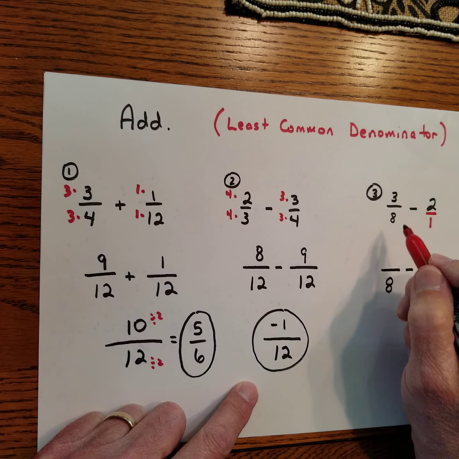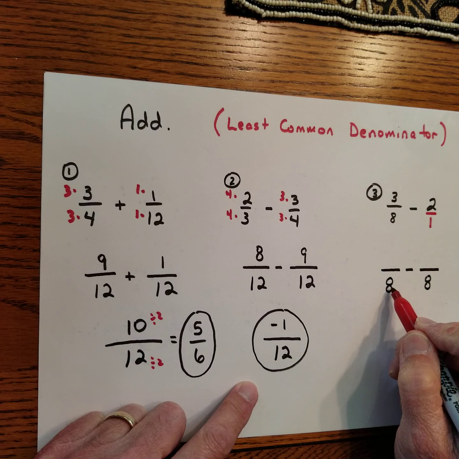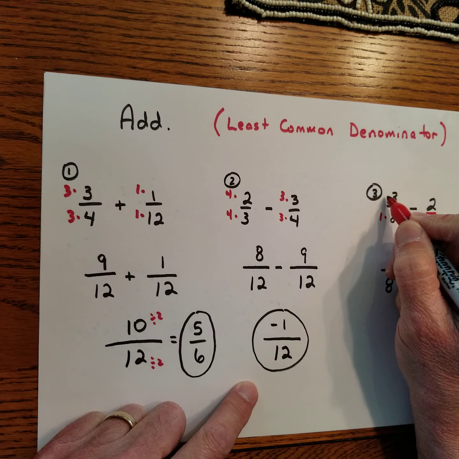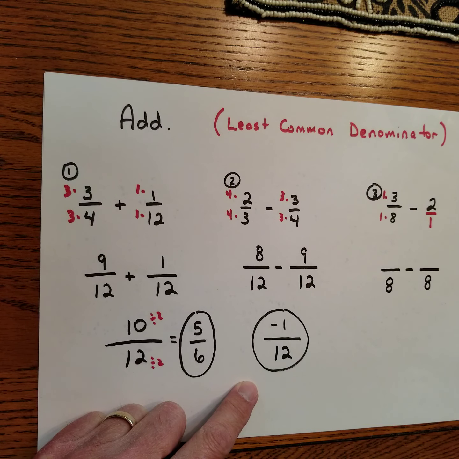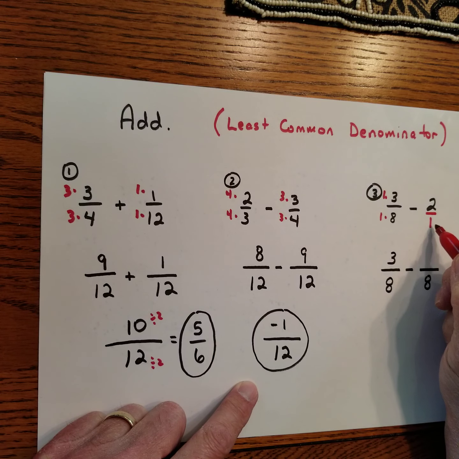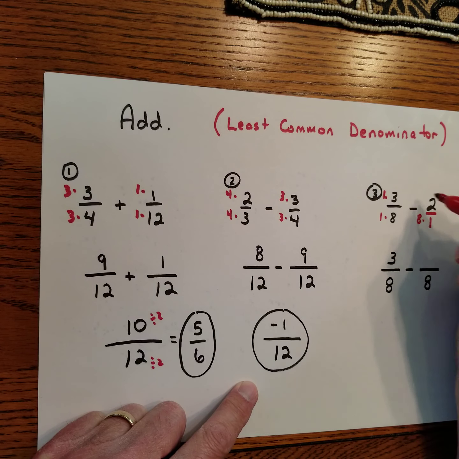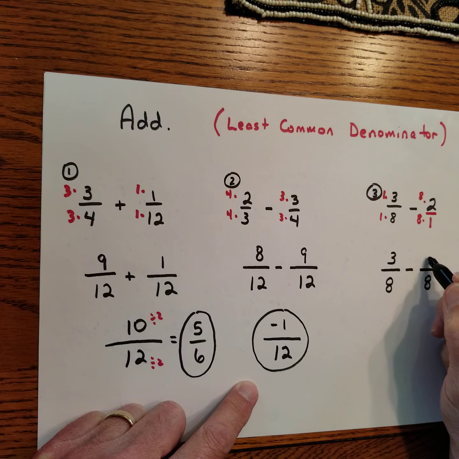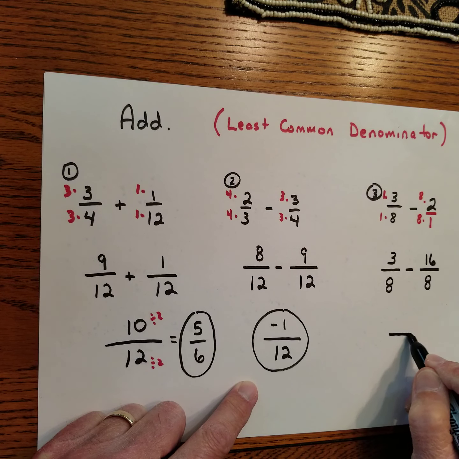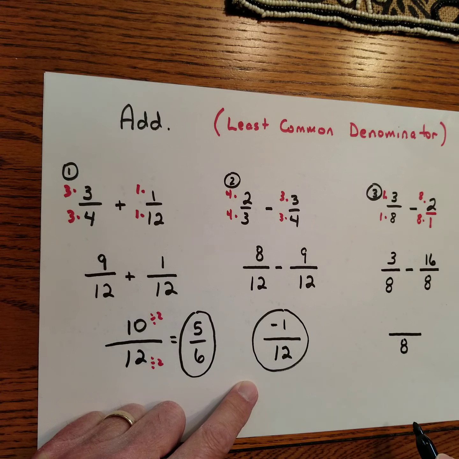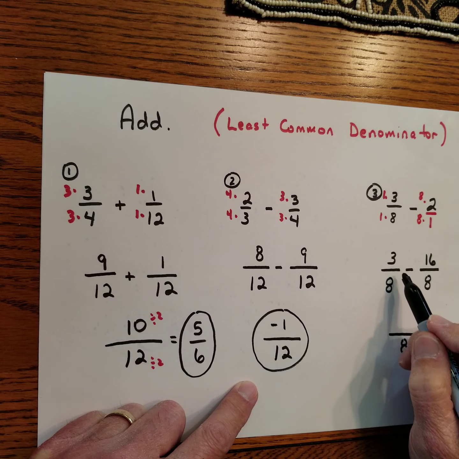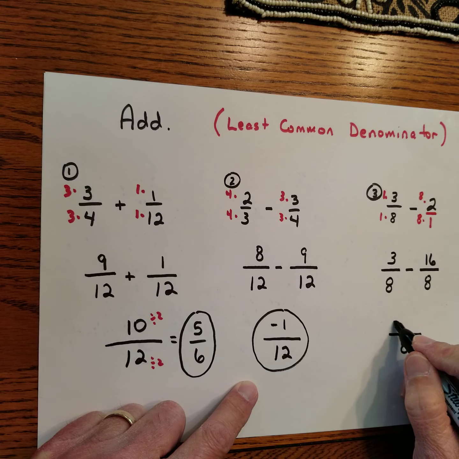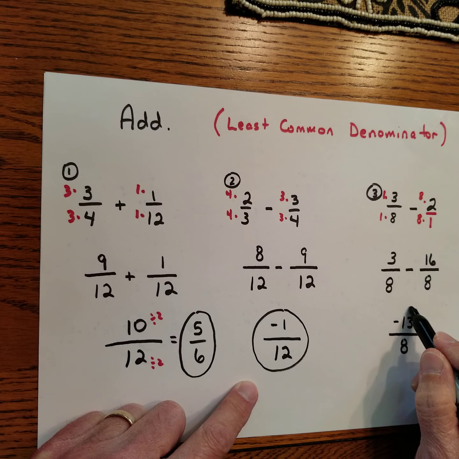For the numerators, what do you multiply times 8 to get itself? Is 1. Multiply the top by 1. What do you multiply times 1 to get 8? Is 8. Then we'll multiply the top by 8. 8 times 2 is 16. Now keep the common denominator and subtract. 3 minus 16 is -13.